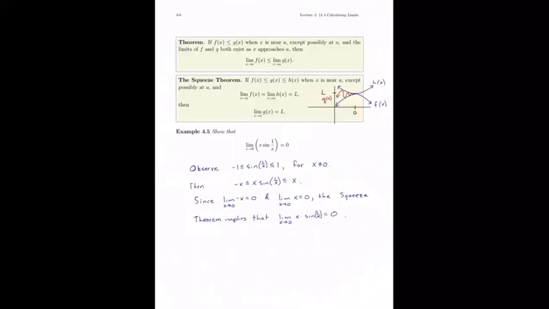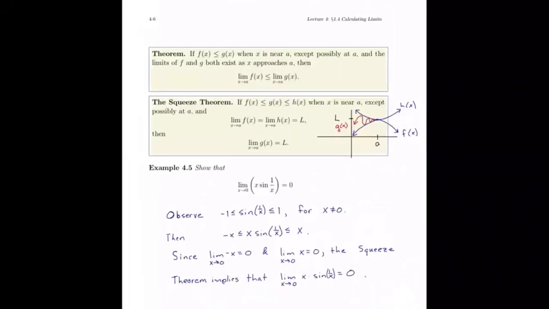Okay, so moving along, we've got a comparison theorem and a squeeze theorem for limits, right? So if we have a function f of x and another function g of x, and f is always less than g for x values that are near a, except possibly at the value a, right? We're always excluding that with limits. And the limits of f and g both exist as x approaches a.